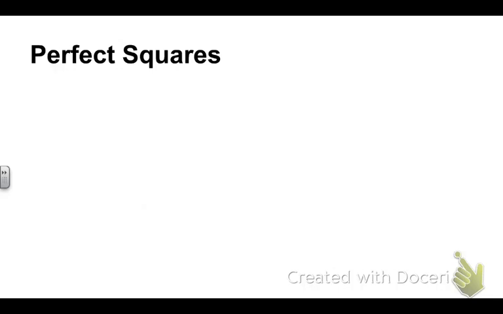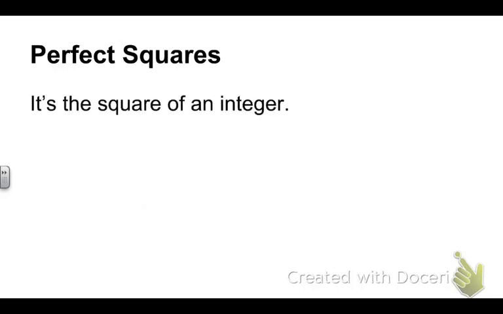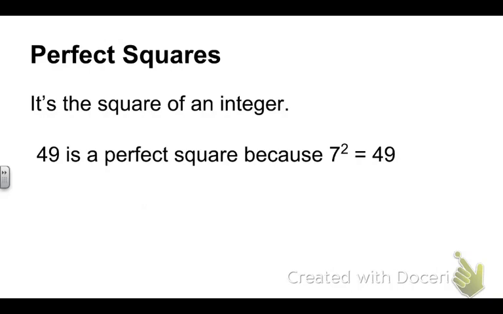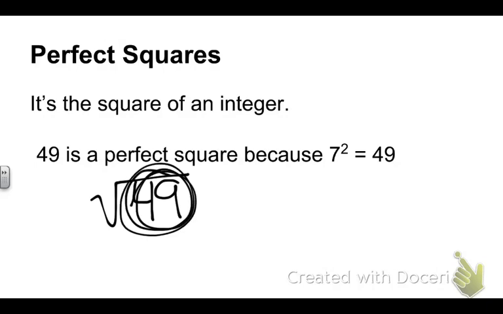Now we also have something that's called a perfect square, and this is kind of weird. It's the square of an integer. The examples are what's helpful. For example, 49 is a perfect square because 7 squared is 49. If you want to do this backwards, all those numbers that you just had in your list, all those numbers inside the radical symbol, those are all perfect squares. Those are all different examples.